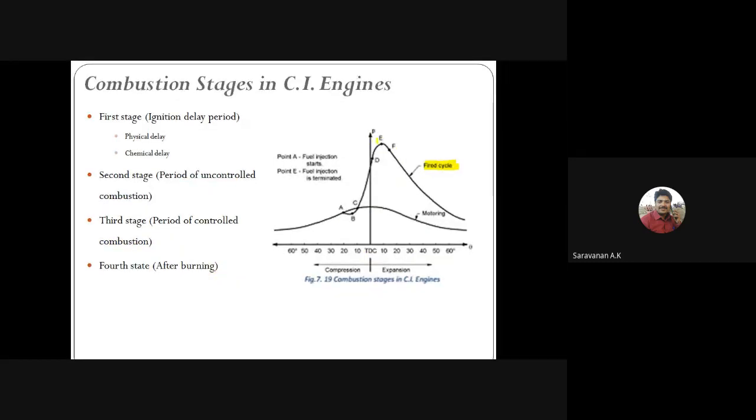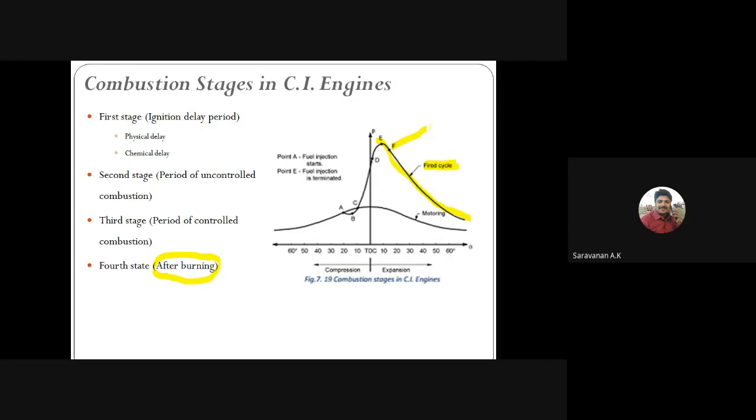During the expansion stroke, the remaining fuel has some after burning, and that is the point F. So these are all the combustion stages which are present in a CI engine.